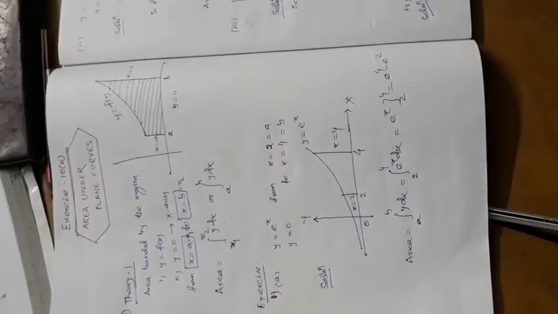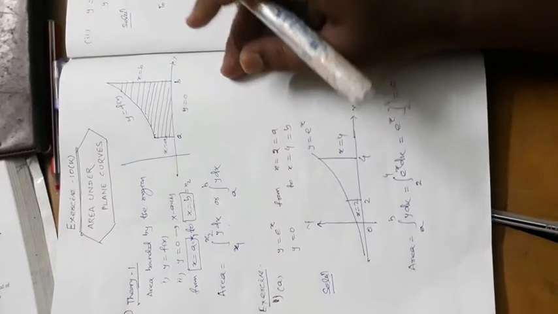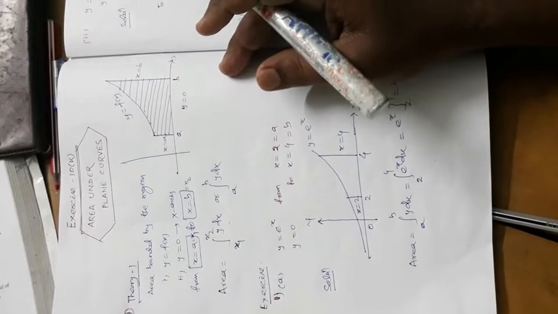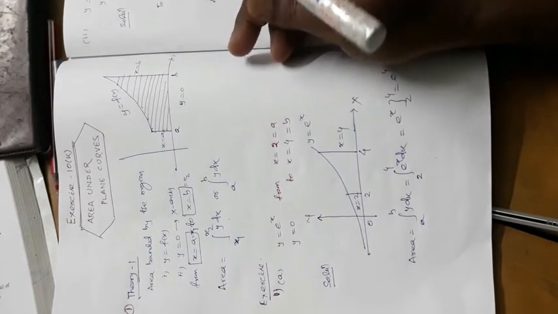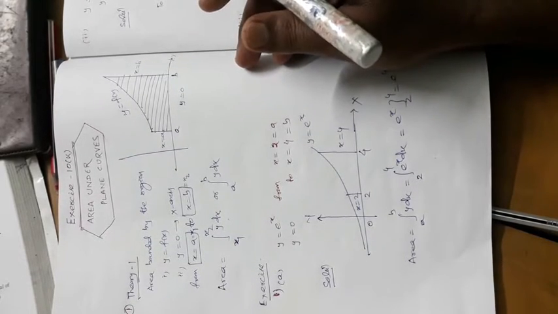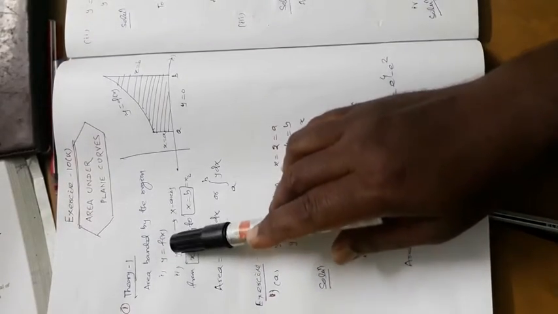My dear students, today we'll discuss the chapter on area under the plane curve. It is a very important chapter, and in this chapter, gradually we'll read the theory as well as the problems. Theory 1: area bounded by the region y is equal to f(x).